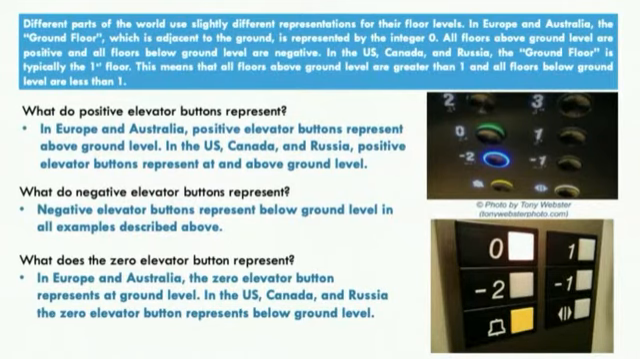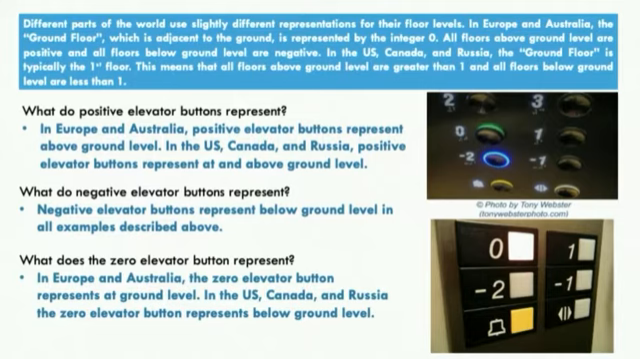On our next slide, we have a prompt. It says, different parts of the world use slightly different representations for their floor levels. In Europe and Australia, the ground floor, which is adjacent to the ground, is represented by the integer 0. All floors above ground level are positive, and all floors below ground level are negative. In the US, Canada, and Russia, the ground floor is typically the first floor. This means that all floors above ground level are greater than 1, and all floors below ground level are less than 1.